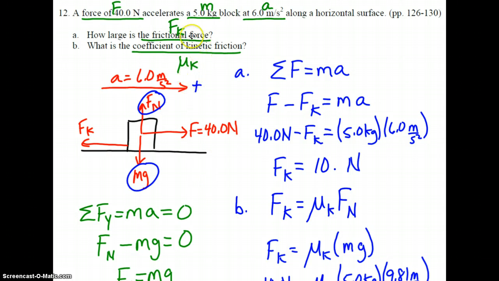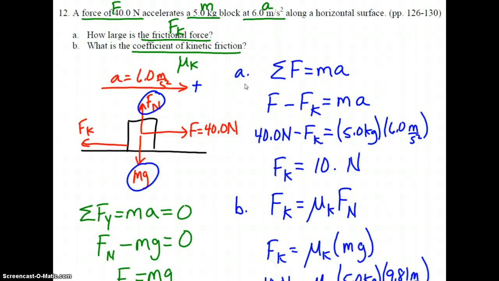The next thing we would do after reading the problem and labeling the information is draw a free body diagram. We have the force of 40 newtons to the right. We have the kinetic friction opposing that motion to the left. We have the weight down and the normal force up. I've also included a motion arrow not attached to the diagram itself, saying that it's accelerating at 6 meters per second squared to the right, and I've reminded myself that to the right is positive.